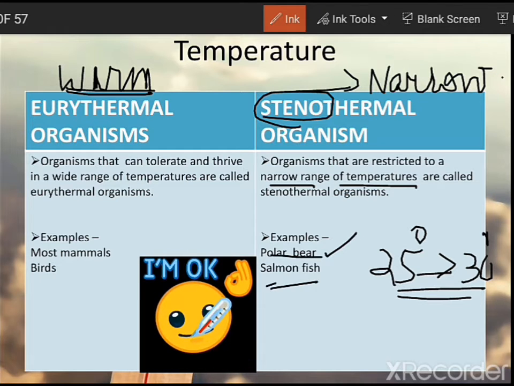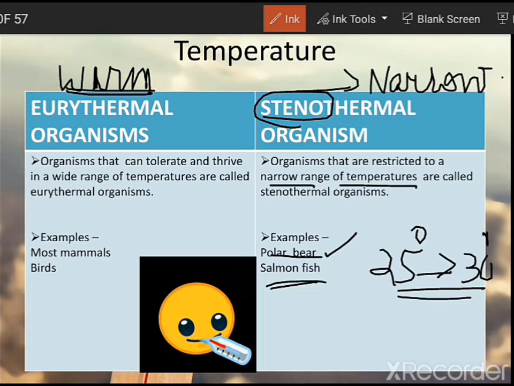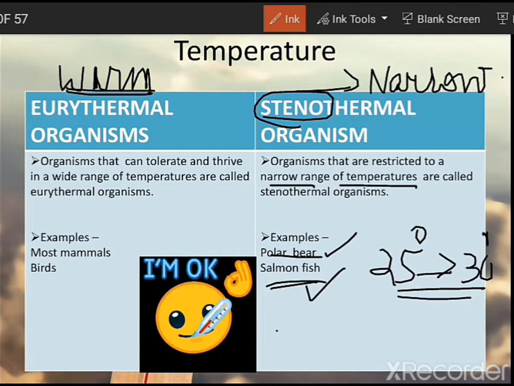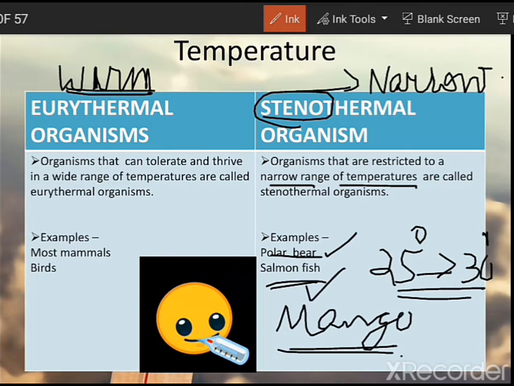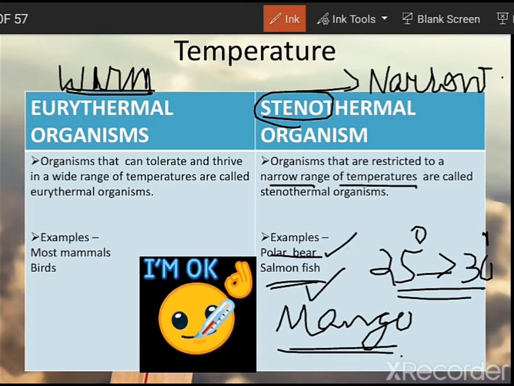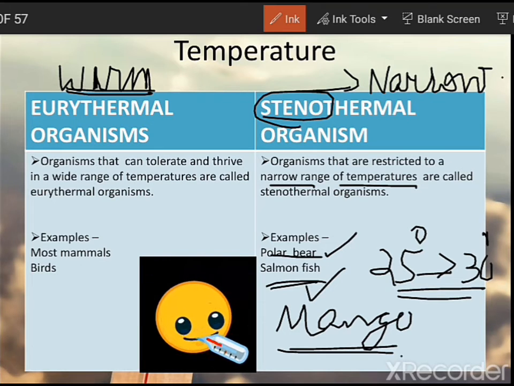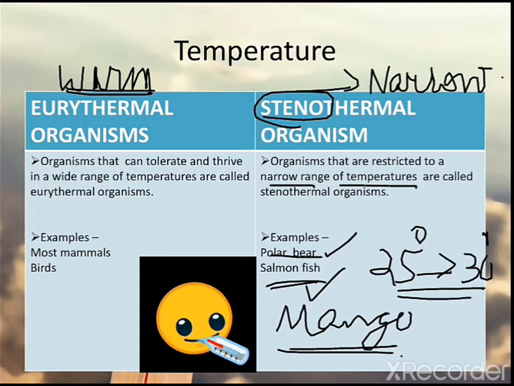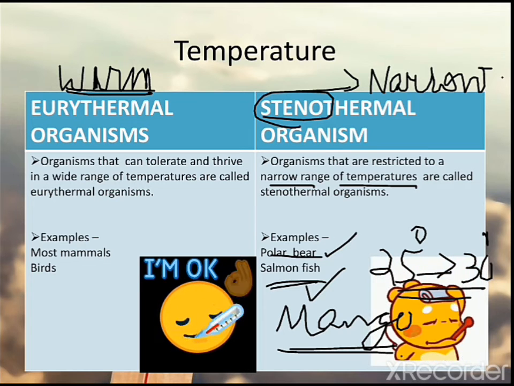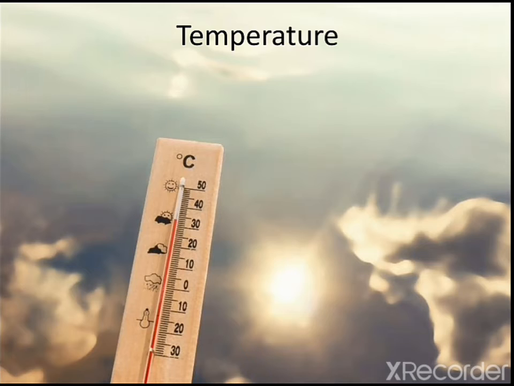Similarly, salmon fish is another example of a stenothermal organism. Similarly, if I take a plant like the mango, mango grows in India because it is a tropical country. Whereas if I take the mango to Canada, it cannot grow because there it is temperate conditions. So all these are stenothermal organisms. That is why they cannot survive in those conditions. With this, we have completed the first topic, that is temperature.